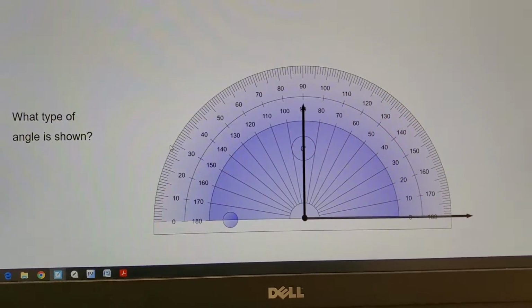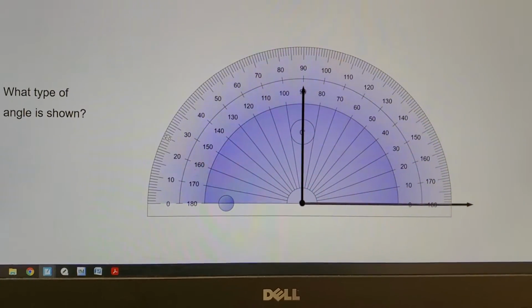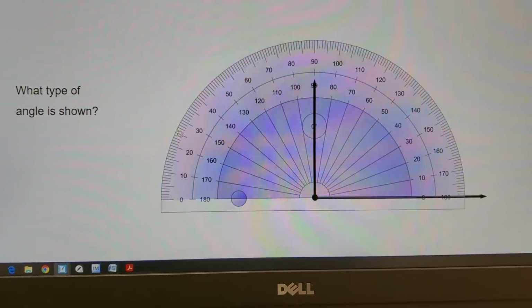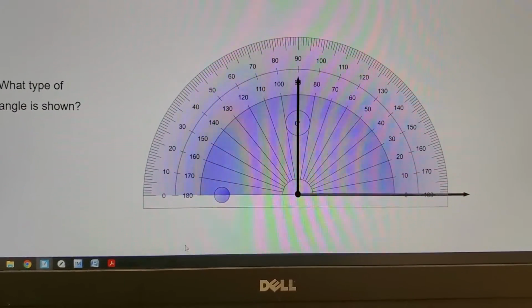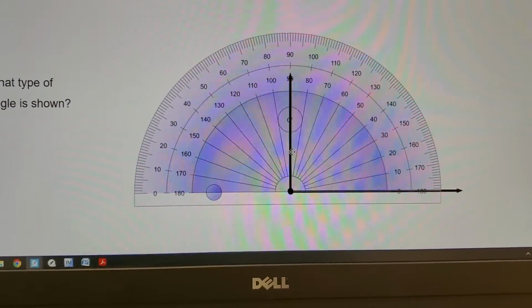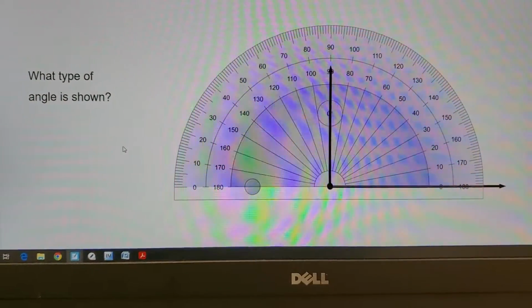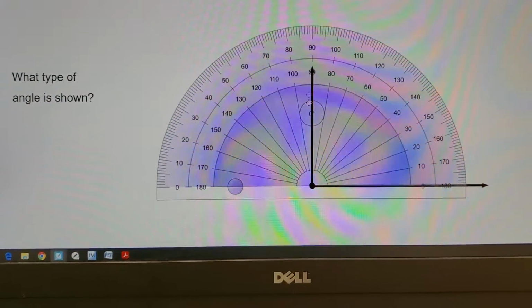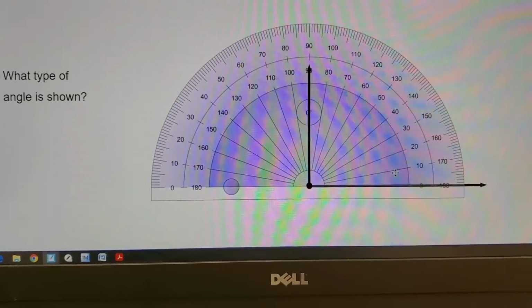One of the things that I always like to teach my students first is always try to identify what type of angle it is first before you go and measure it. So if you look here behind this protractor, there is an angle here. Okay, can you remember what that angle is called? Looks like a perfect letter L or a corner. If you said a right angle, you are correct.